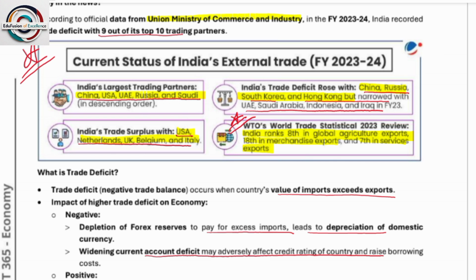India's trade deficit rose with China, Russia, South Korea, Hong Kong. India's trade surplus was with USA, Netherlands, UK, Belgium, and Italy. WTO's World Trade Statistics 2023 review: India ranks 8th in global agricultural exports, 18th in merchandise exports and 7th in service exports.